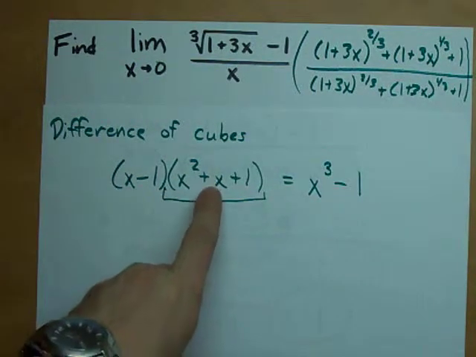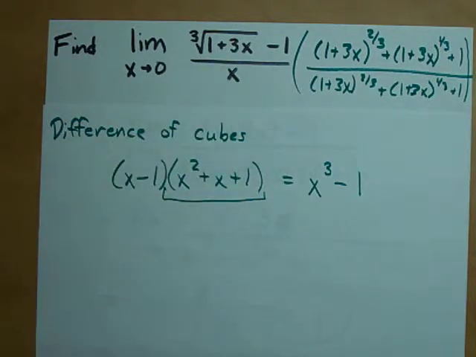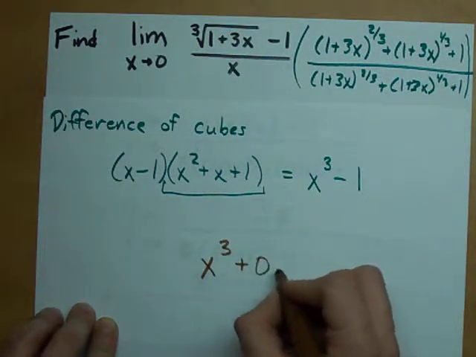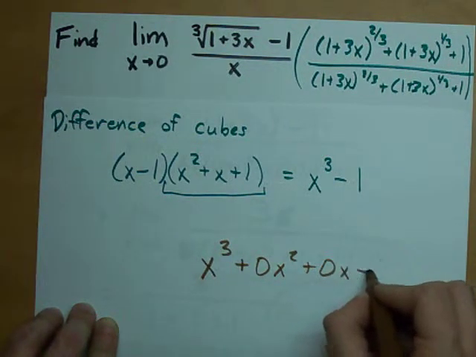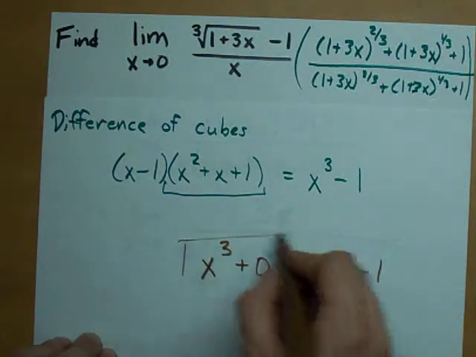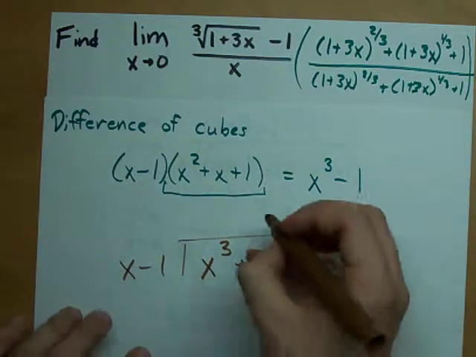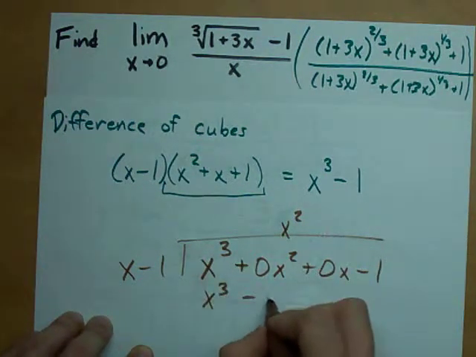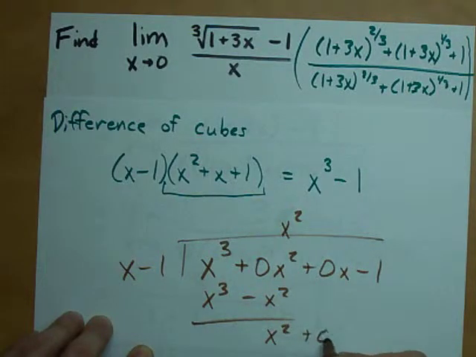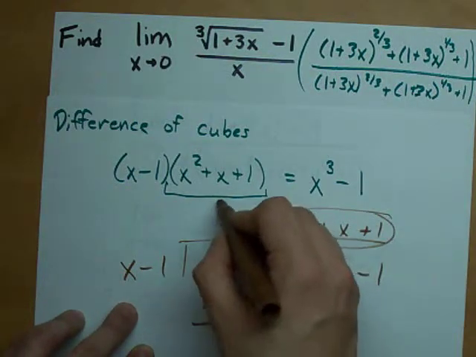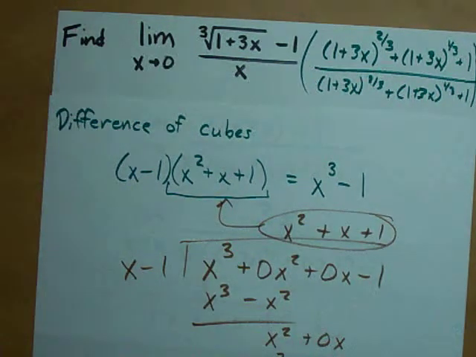If you didn't know what you had to multiply by to get there, you could have done long division of polynomials. You know you wanted it to eventually end up as x cubed minus 1. And you knew that you had to take x minus 1 out of that. When you do long division of polynomials here, I think you'll find remainder 0. I think you'll find that long division would have given you that in the first place.